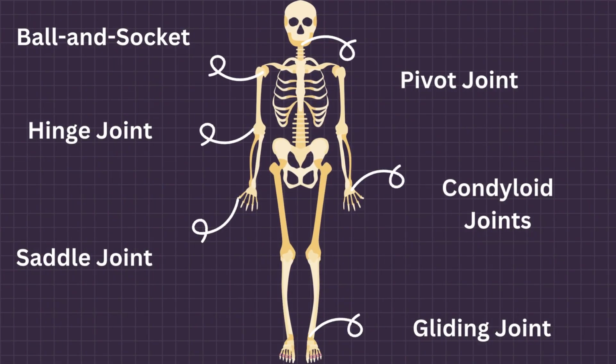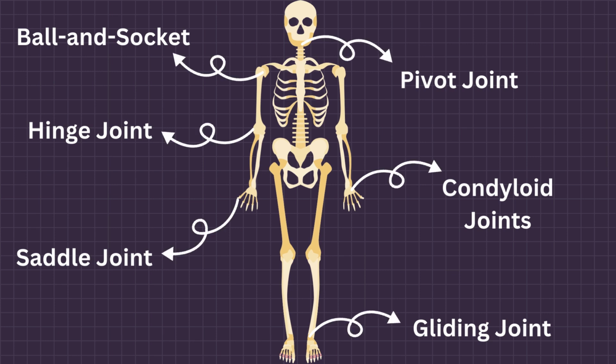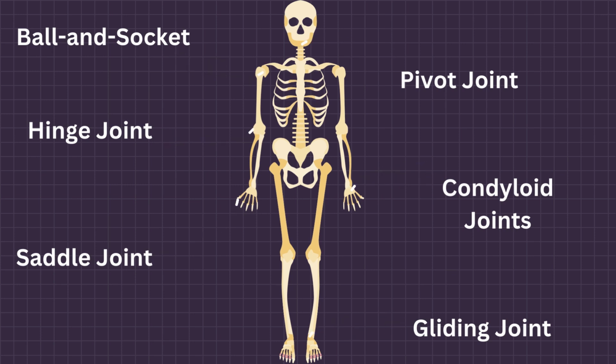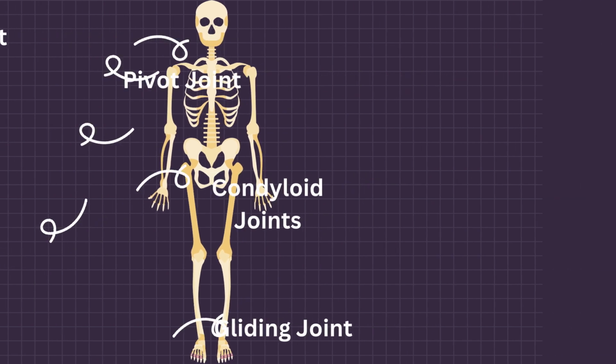To sum it up, our joints are amazing structures that allow us to move in so many ways. From the immovable joints in our skull to the highly flexible ball and socket joints in our shoulders, each type has a specific role. I hope you enjoyed this quick tour of the joints in the human body.